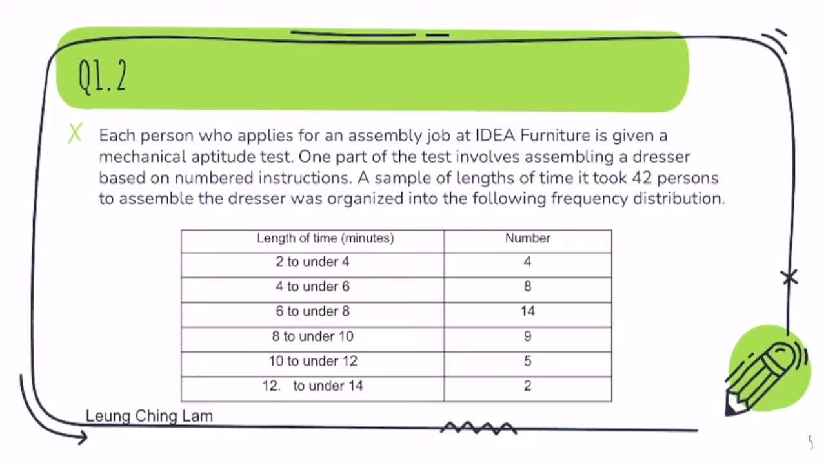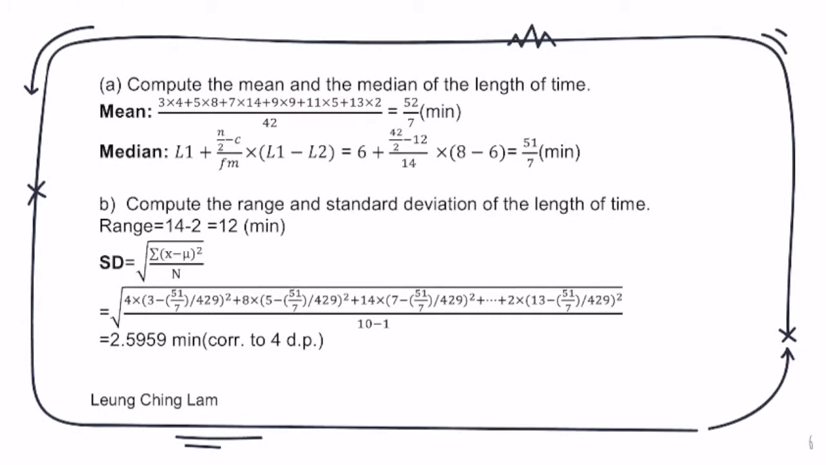Then we will go to the next question, question 1.2. For question A, we need to find the mean first. The skill and the formula are the same as question 1.1. The equation is shown, and the answer is 50 over 7 minutes.